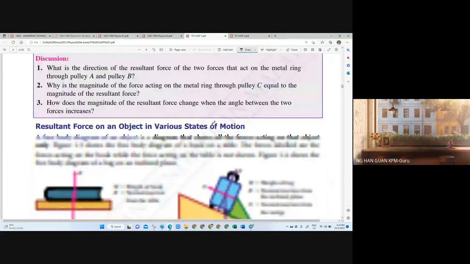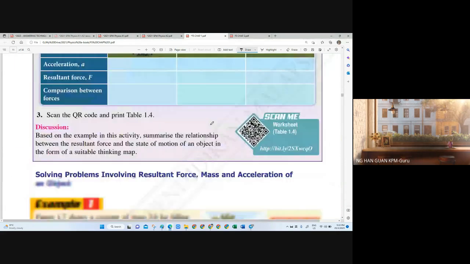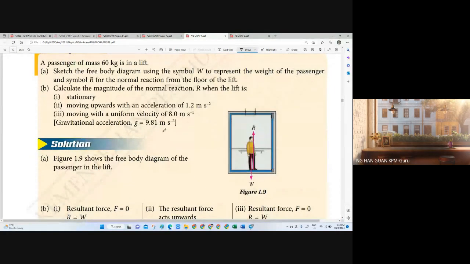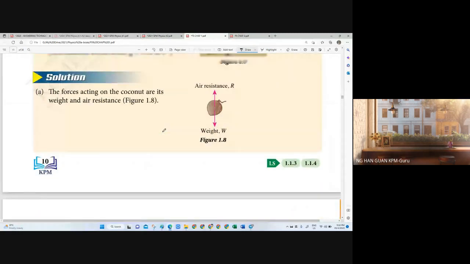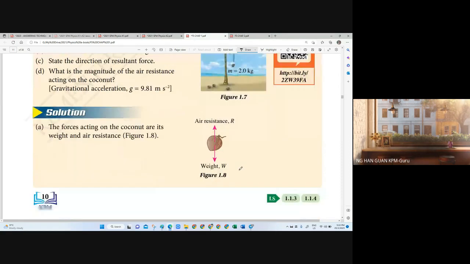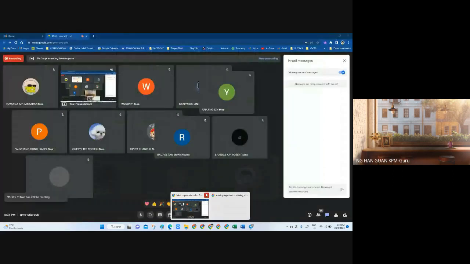Okay, and then the calculation method, we call it the solutions of forces, which is the one in 1.2. So before that, here's some examples of the resultant force for parallel forces. For example, when an object is falling down, when there is air resistance, it acts in the opposite direction to the gravitational force on the object, which is the downward weight. When we subtract it, we get the resultant force downward. That's why the coconut still accelerates downward because of the resultant force.